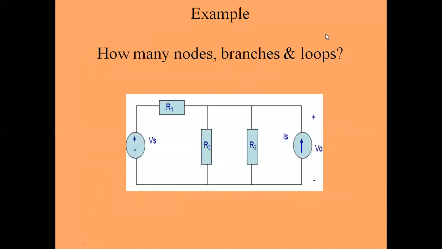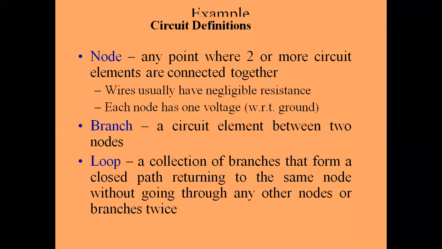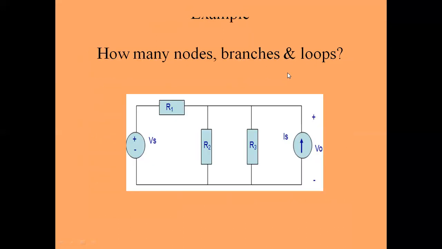Now, let's take an example here. How many nodes, branches and loops are there in this figure? First we'll see how many nodes there are in this diagram. Before that, let us revise the definition of the node. A node is a common point between two elements. It is a point where two or more circuit elements are connected together. So here R1 and R2 are connected together, which means this is a node.